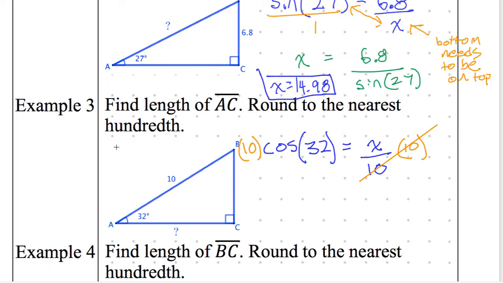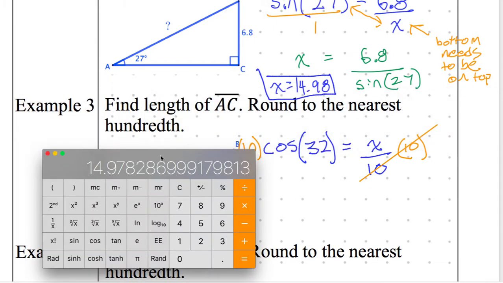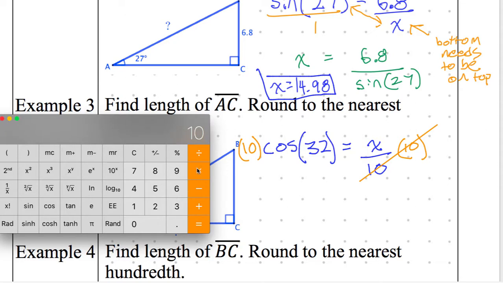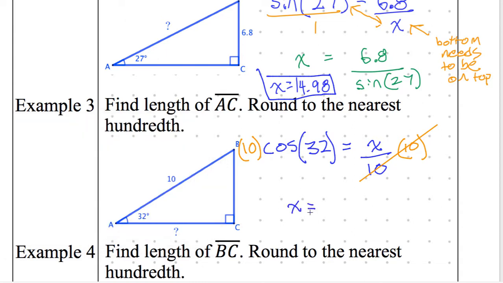All right, from there, I pull out my handy-dandy calculator, and I say 10 times cosine of 32. Cosine of 32 is 0.848, and I hit equals to multiply by 10, which is really just moving the decimal, and I get x is equal to 8.48. I should have asked for a volunteer for the rounding, but that's okay. 8.48, and box it.